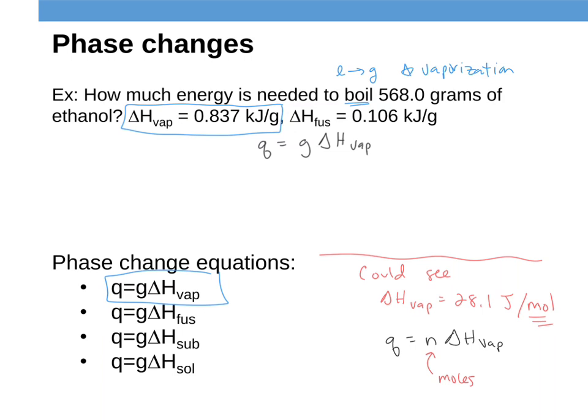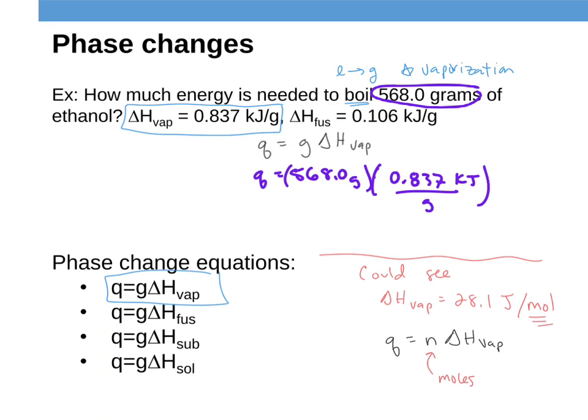And then you just plug in the values that you've got here, right? So I'm solving for Q. My number of grams is given to me here. I have 568.0 grams times my H vap, which is 0.837 kilojoules per gram. That's great. My grams cancel with grams, and so my Q is going to be in kilojoules. So all I have to do is multiply those two numbers together, and if I multiply those two numbers together, I get 475 kilojoules. And that would be my answer.